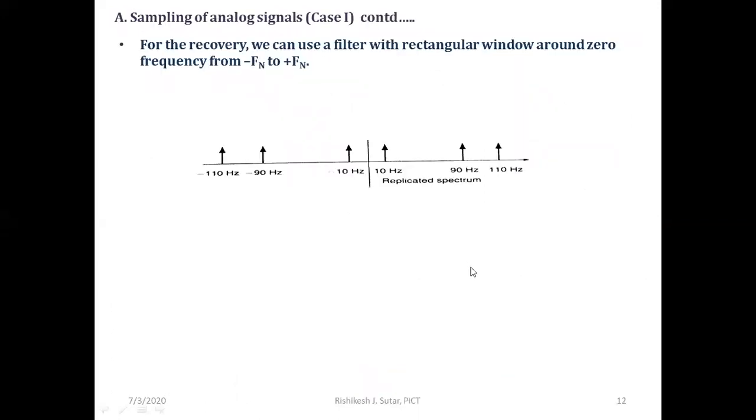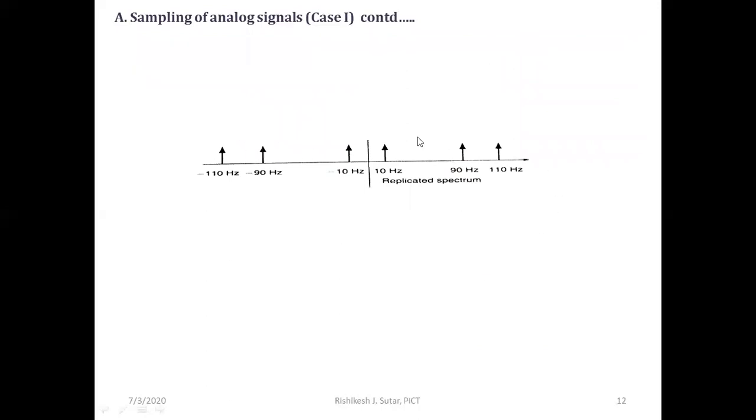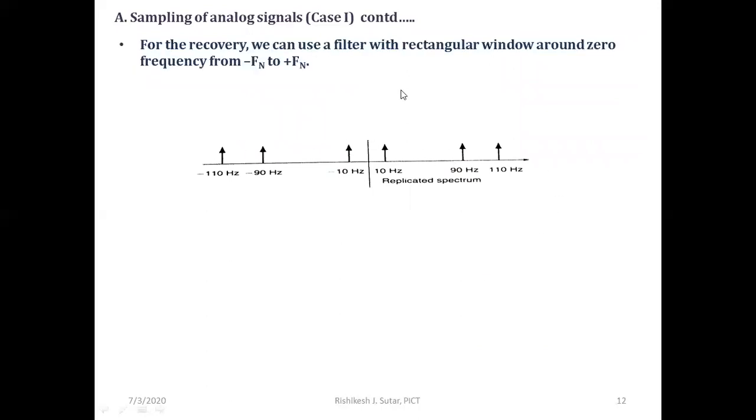We'll just bring the spectrum here for ready reference. Now if I want to recover my signal back, for this recovery we can use a filter with a rectangular window around zero frequency, from -Fn to +Fn. So this is my rectangular window, or you can see it as a filter I'm using. Since my Fs was 100 Hz, my Fn becomes -50 Hz to +50 Hz.